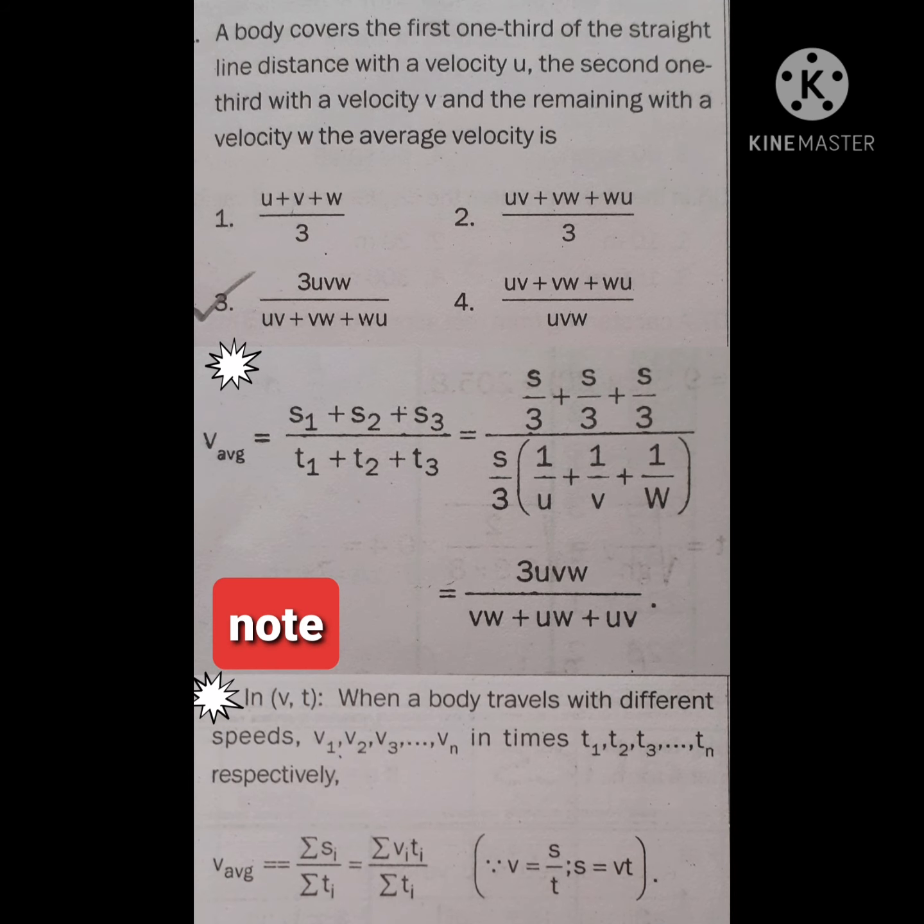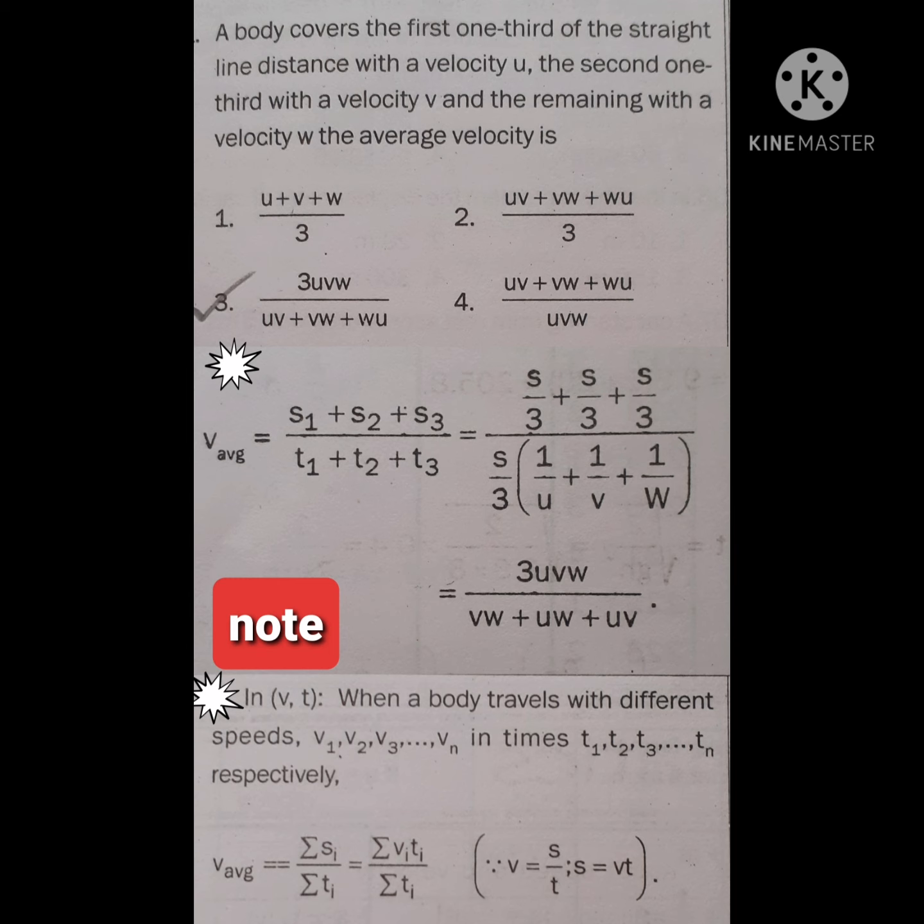This is our third question. A body covers the first one-third of the straight line distance with a velocity u, the second one-third with a velocity v, and the remaining with a velocity w. What will be the average velocity of the body? Here four options are there. The correct option is 3uvw by uv plus vw plus wu.